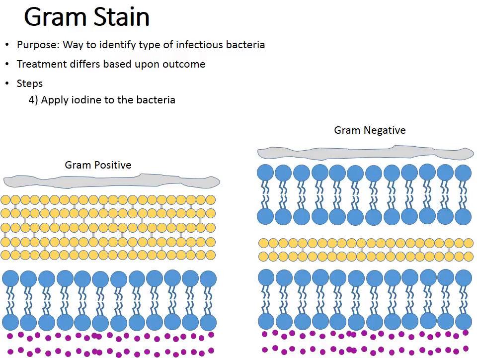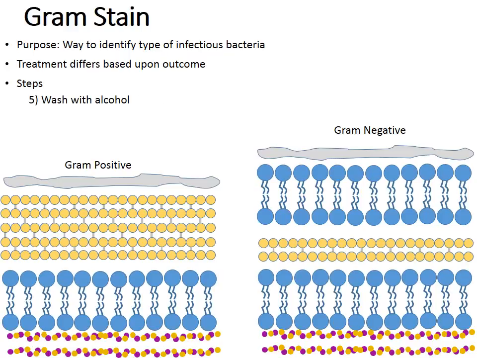And then the next step is we're going to add iodine. Iodine has a brownish, goldish, bronzish color. And here come the iodine molecules. They pass through the layers and bind with the crystal violet molecules that have previously entered. They clump together and make the molecule bigger.